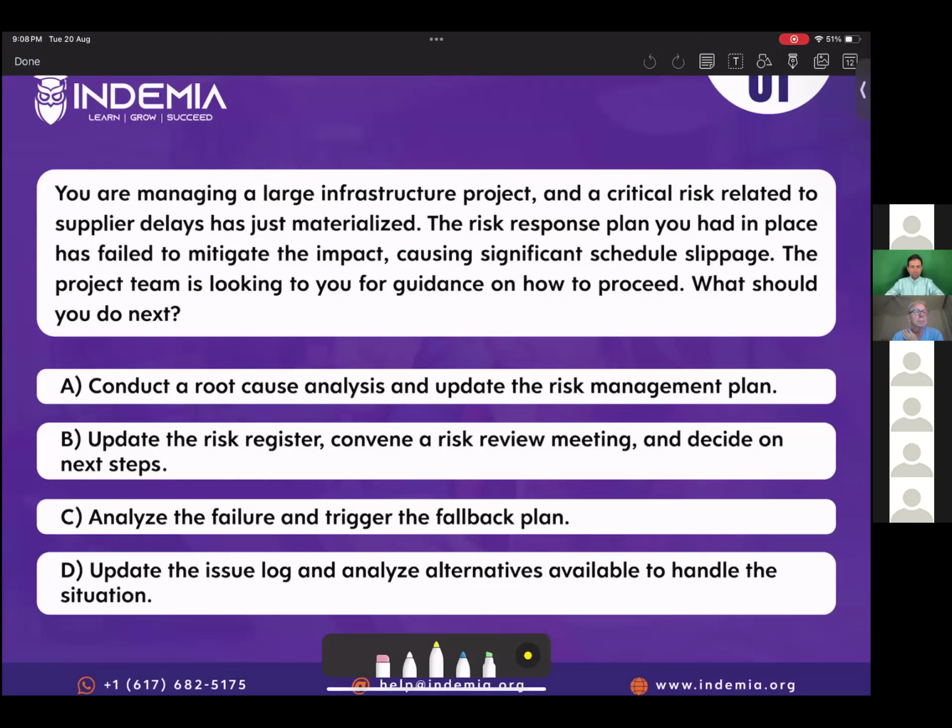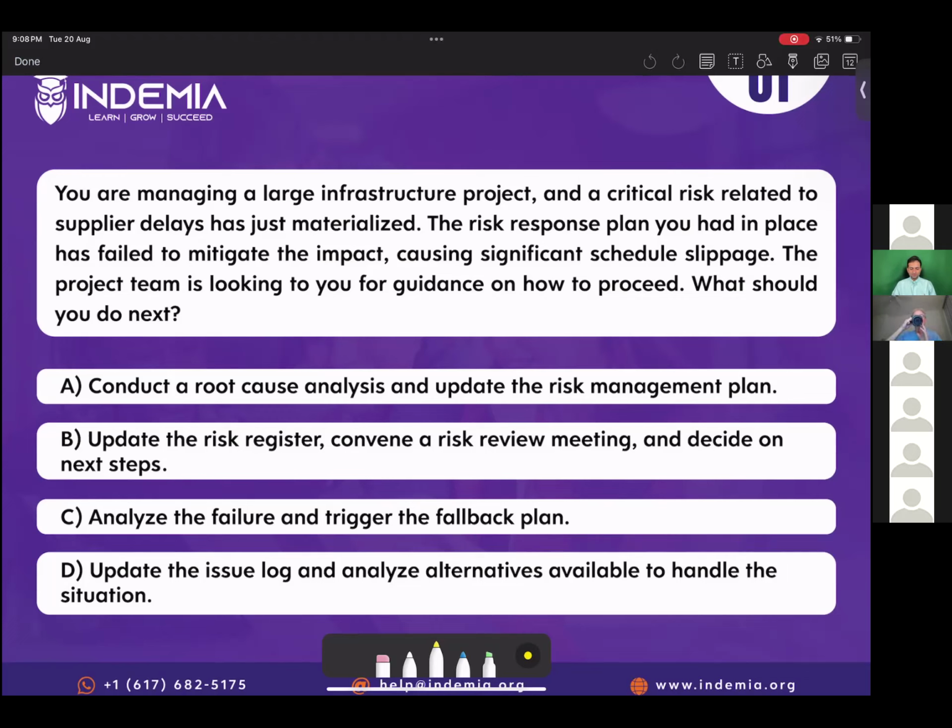Robin, you have chosen option D. Yes, a tricky question, and I'm still not sure if I'm correct. But in the end, I decided that we need to find an alternative, which would be the best next thing to do. So that's why I chose to update the issue log and then to analyze alternatives available. All right, thank you. Laila, you have chosen option C.